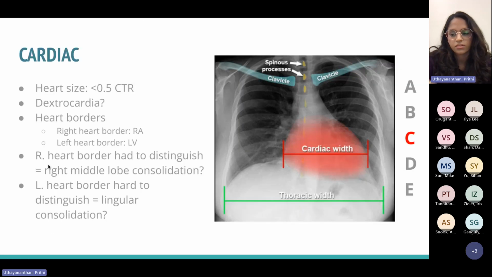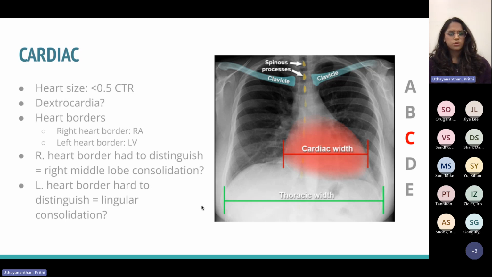Okay. Right, moving on to cardiac. This is just to make sure that the size of the heart is no more than 50% of the thoracic width. We often call that the cardiothoracic ratio, and you might hear that a lot during your rotation. And if it is more than 50%, as it is in this X-ray here, we would class that as cardiomegaly.